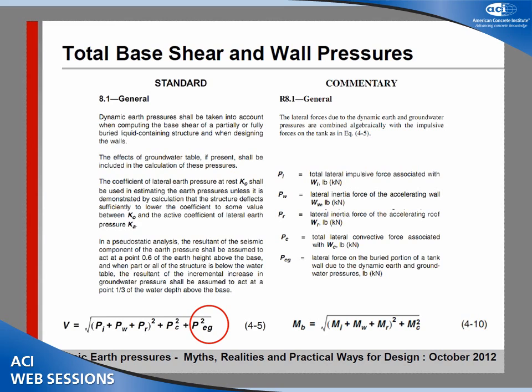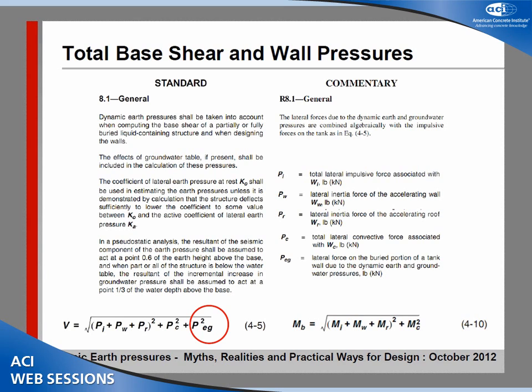It also recommends that for static conditions, you have to use K sub 0 unless you can demonstrate that Ka can be used. The other thing is for calculating the base shear, it gives this equation where pretty much it is assuming that these are dynamic fluid pressures, wall forces, roof forces, and this is convective pressures from the liquid inside.